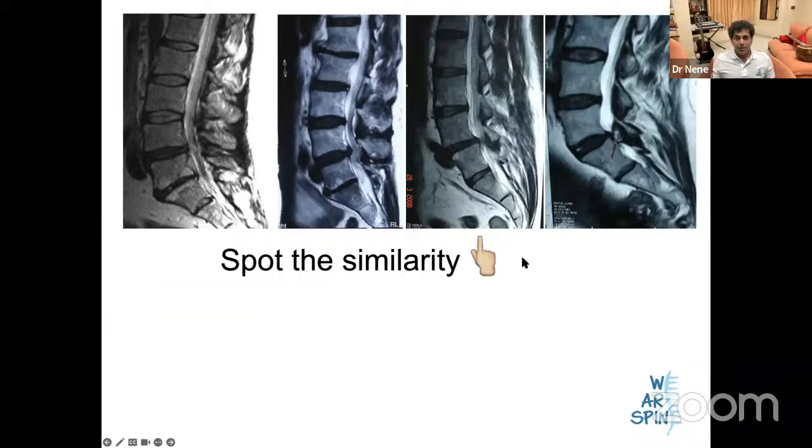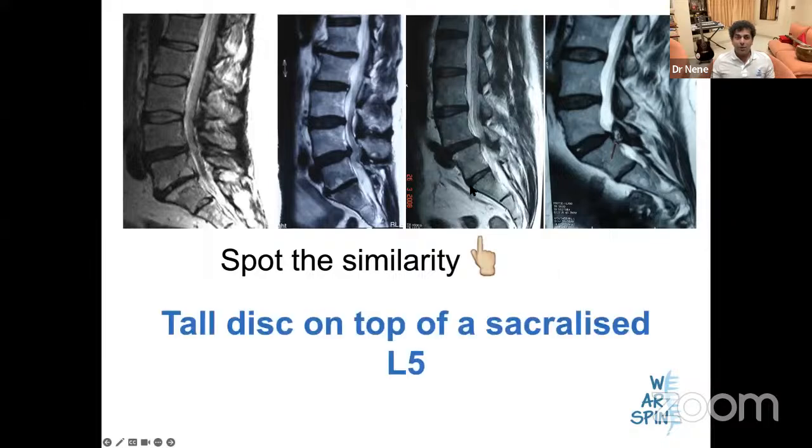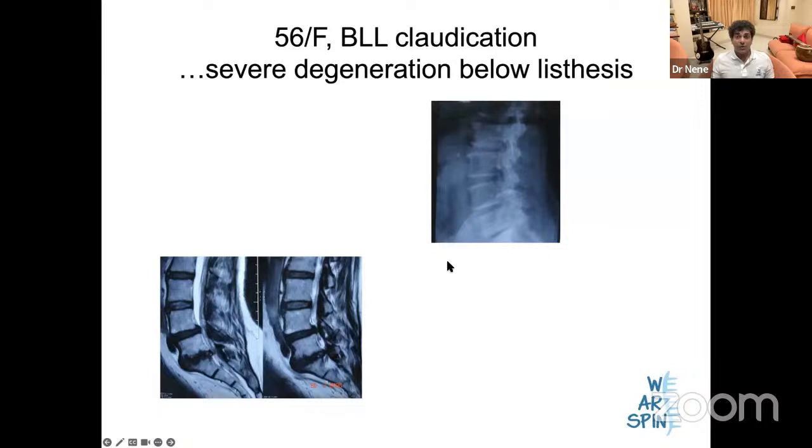Anything? Okay. So spot the similarity. We just discussed 4 cases. Can anyone see something that's similar to all these 4 cases that we discussed so far? So all of them have a tall disc on top of a sacralized L5. All of them have a lower segment which is fixed or fused, either by degeneration or by nature. And the disc is tall. So this itself becomes a covert sign of instability.